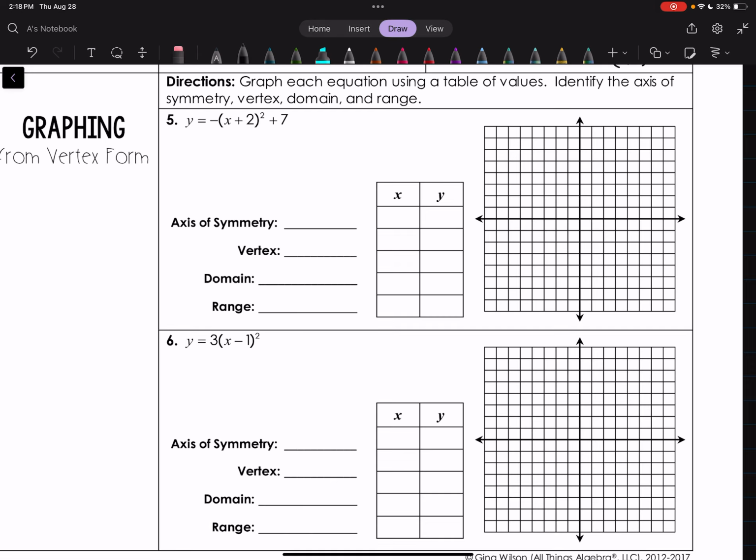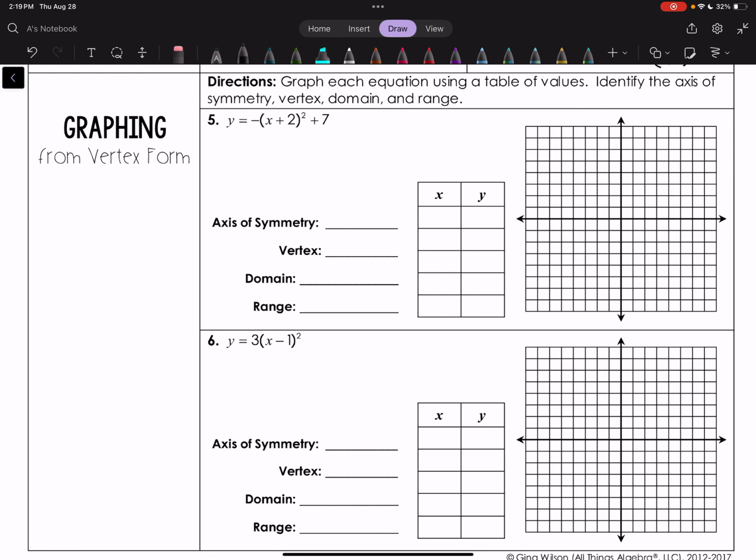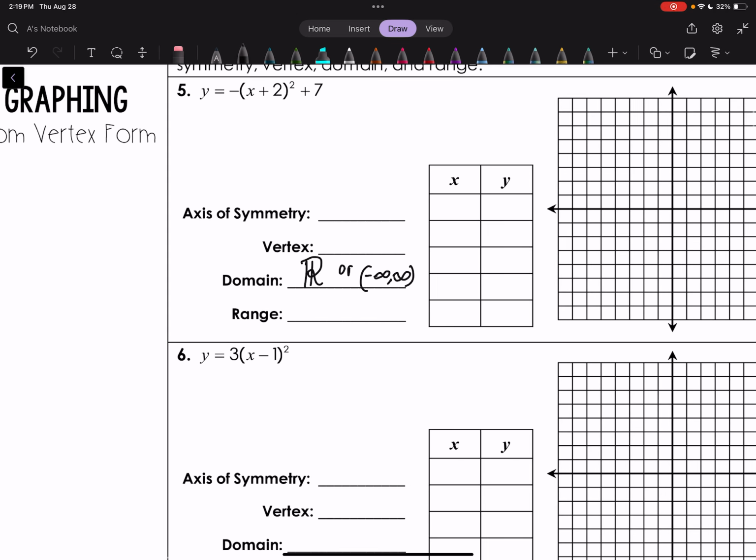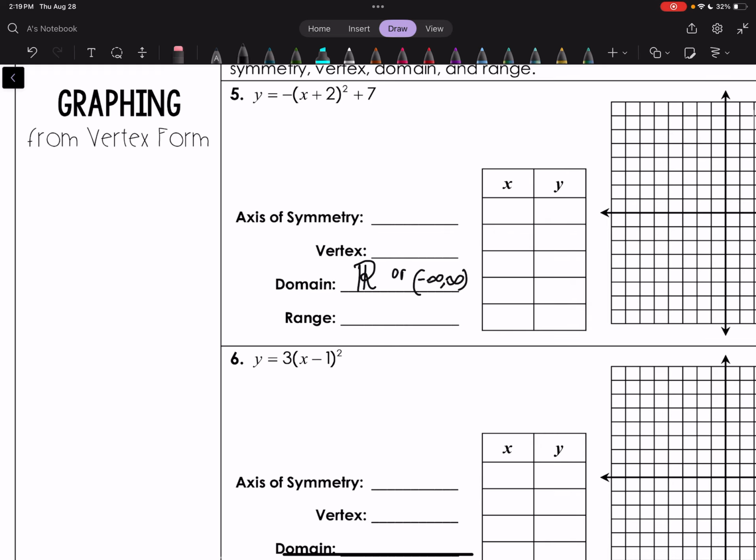Real quick, domain and range. Domain of these functions will always be all real numbers. Or you can write negative infinity to positive infinity. The range will depend on my vertex and depend on the a value. I'll show you what I mean in example number 5.